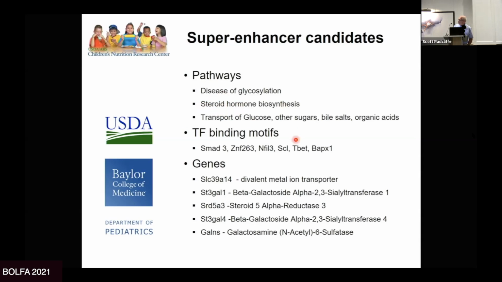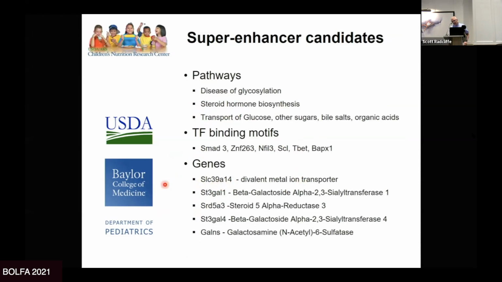So there's a divalent metal ion transporter, and then there are two sialyl transferases, steroid alpha reductase, and then lastly, a gene involved in glycosaminoglycan degradation, the sulfatase at the bottom.